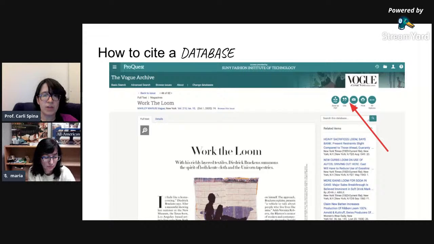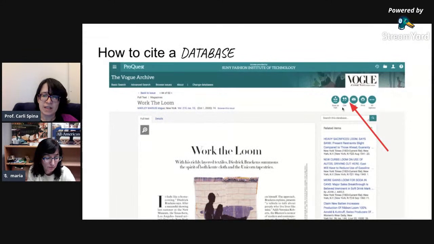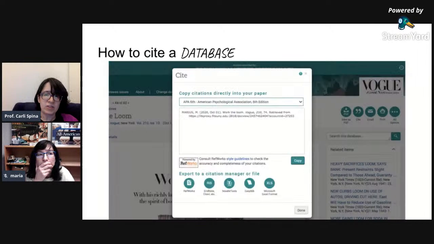So let's say we want to quote this page of this particular article, for example. And you can see following this arrow right up here in these green dots, the second one from the left is cite. And if we go ahead and click on that, it's going to pop up with a citation for us. And it's going to tell us the right way to cite this under the various styles that we might be interested in.